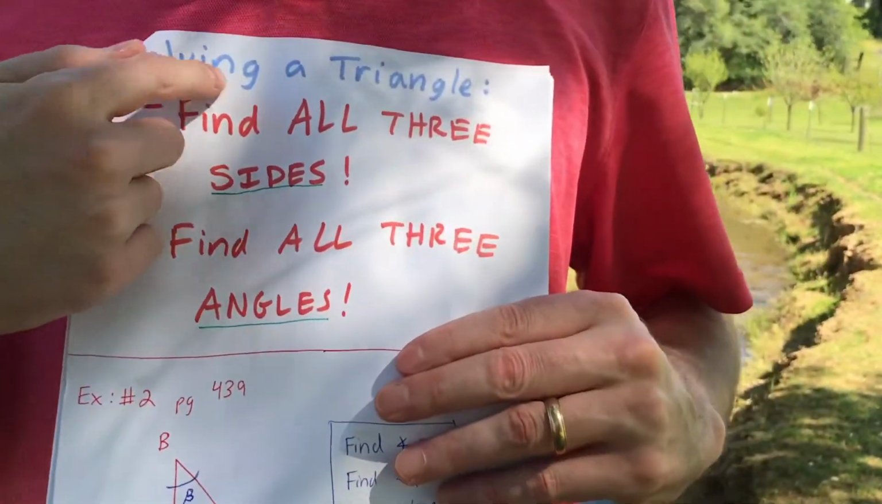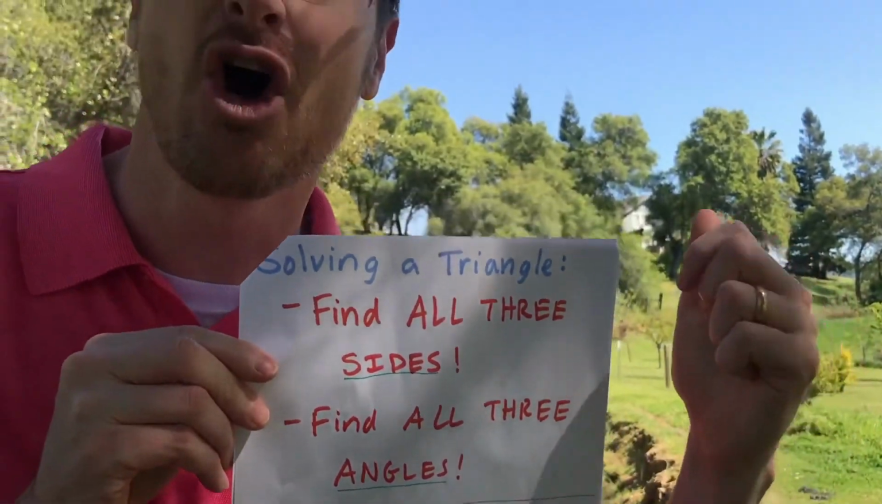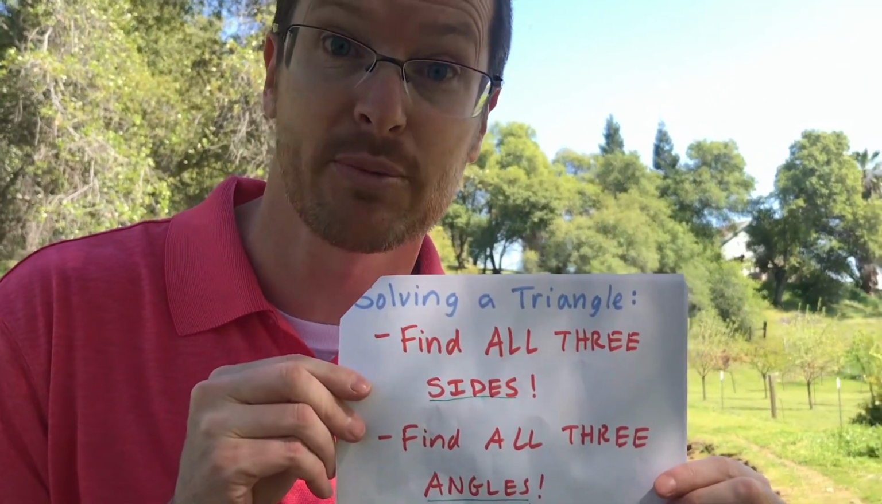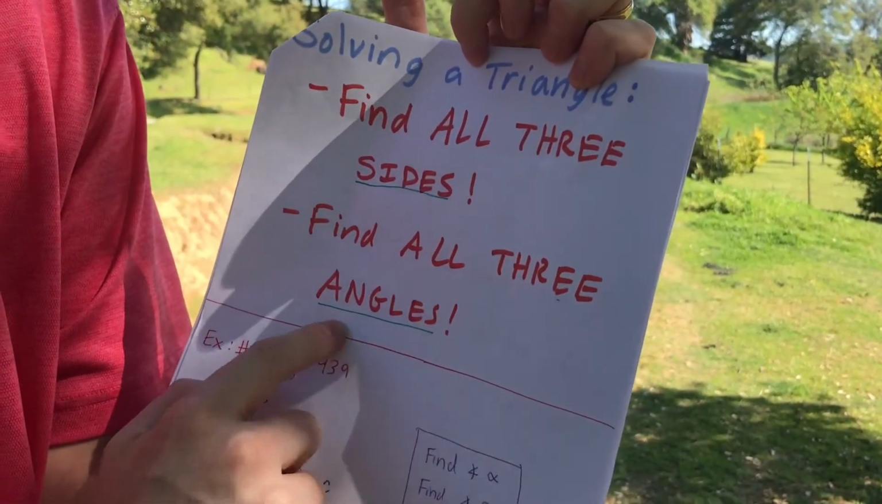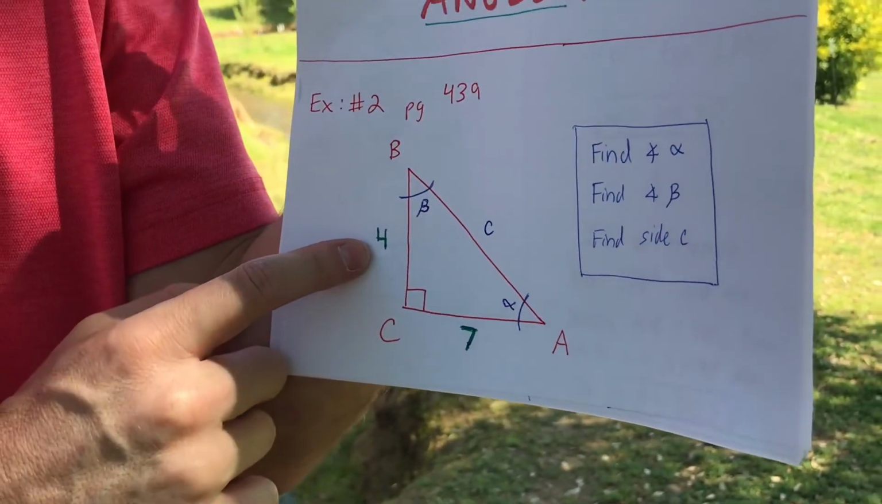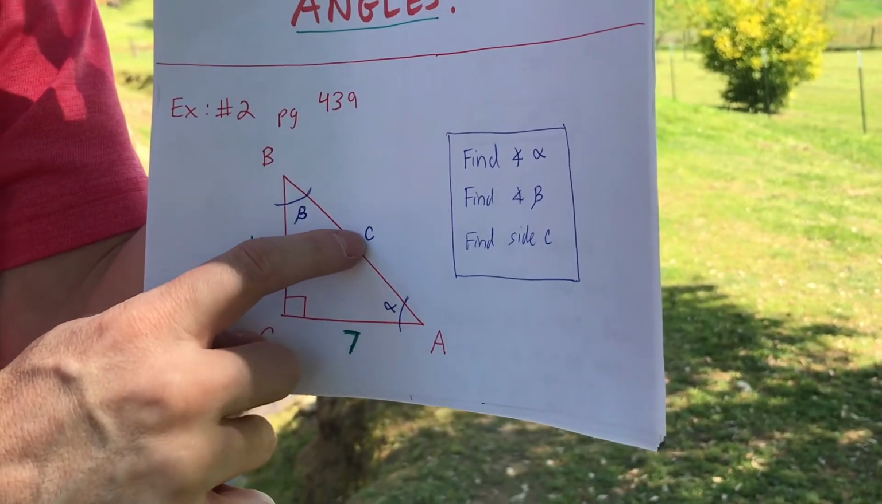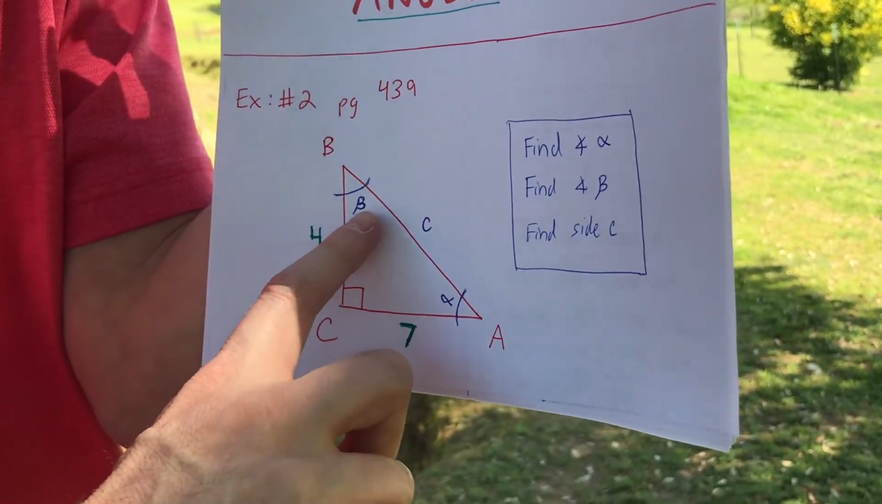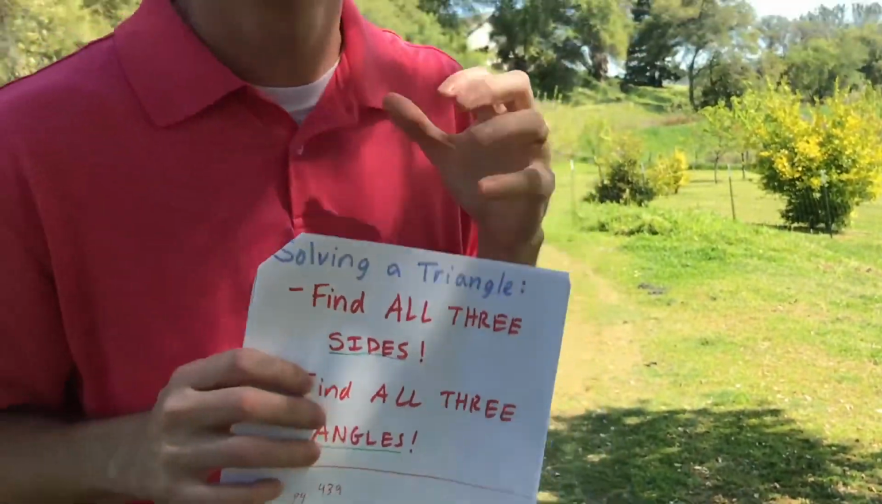So when you're solving a right triangle, what exactly does that mean? Solving means you're finding all 3 sides and all 3 angles. So right here it says solve a right triangle, find all 3 sides and all 3 angles. If I have a triangle here, you notice I have the number 4 here. They gave that to me. 7's an answer, but they didn't give me side C. And they didn't give me that angle or that angle. And I know that's 90 degrees. So to solve a triangle, you've got to find all 3 sides. You've got to find all 3 angles.